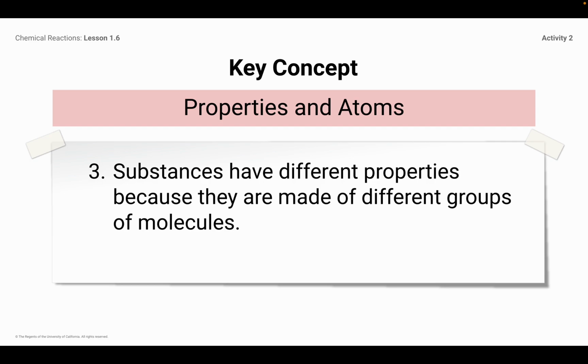Not different groups of atoms, different groups of molecules. The atoms are the individual pieces. They are made of different atoms, but what makes them a substance is that these atoms join together with other atoms and create these molecules. And the different groupings of molecules is what gives different substances their different properties.